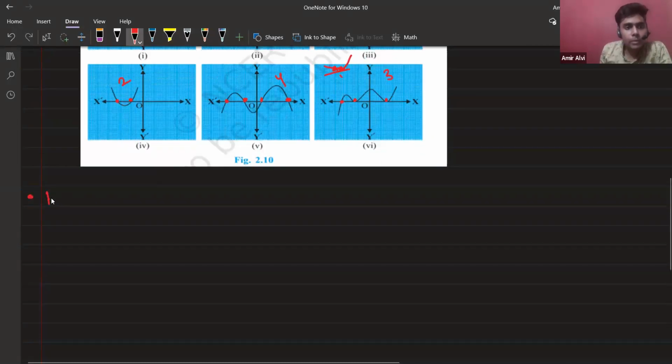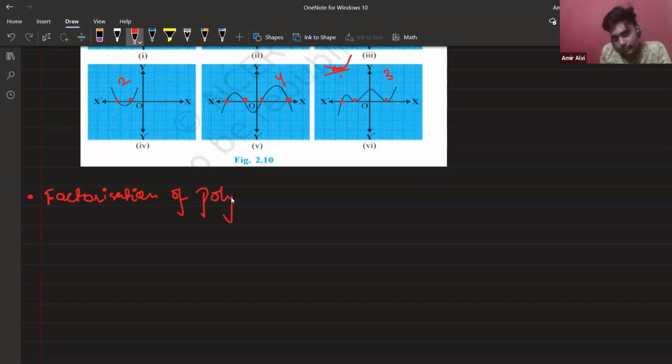Let me write down the topic: factorization of polynomial. Let me take one example from the NCERT itself, and then I will explain how to do that. Basically, sir, it's not a proper topic, it's a method. It's already in the zeros of the polynomial, so that's why I'm taking an example. There isn't any theory for this specific type. Okay, sir. Very good.